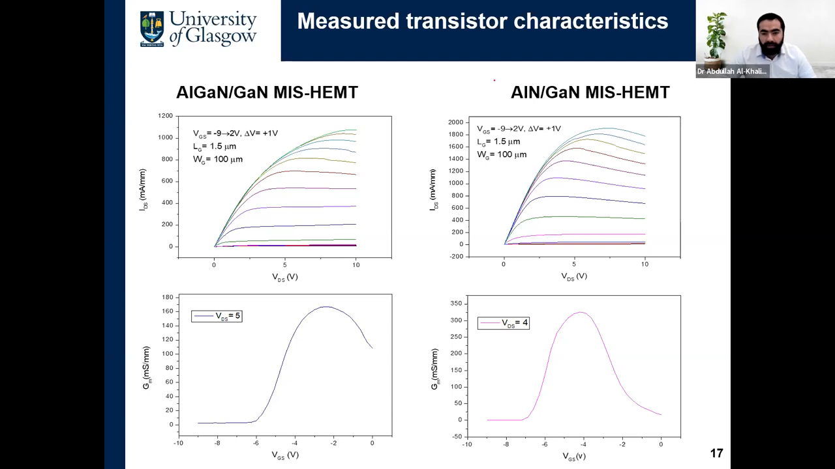Here, with just a 3 nanometer barrier, we can get much higher current density, and we have better control over the channel. So here you can see that in the aluminum nitride case, we have a gm or transconductance of slightly higher than 300 millisiemens per millimeter, while in the AlGaN, we have almost half of that number, around 160 millisiemens per millimeter. And as you know, the transconductance will have a direct impact on the maximum frequency of operation.